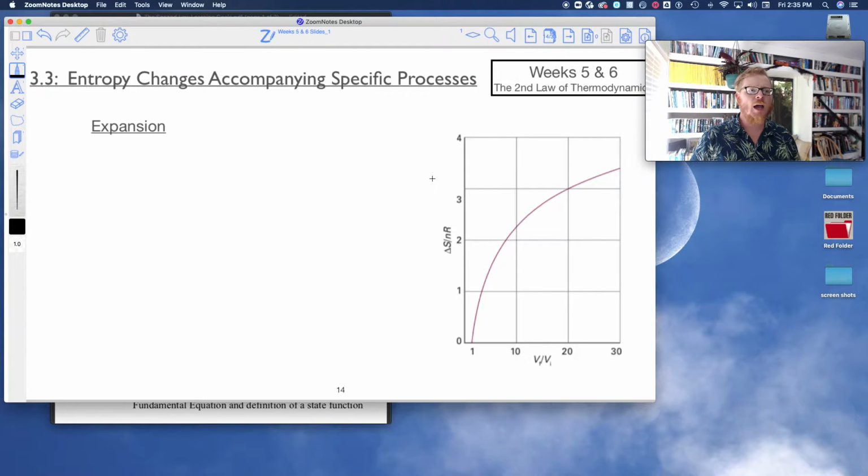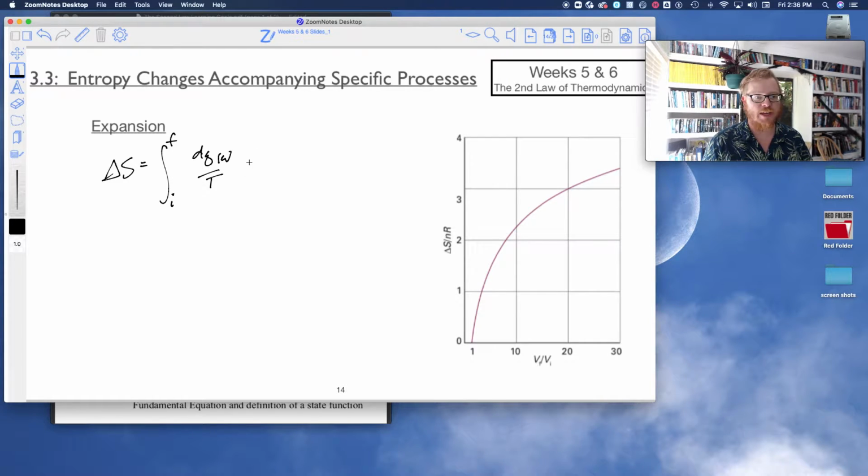All right? So entropy changes accompanying specific processes and how to calculate those. So we actually already talked about expansion, but I'll just give you a reminder, a review on this. We know this starts with the thermodynamic definition of entropy, which says delta S equals the integral from initial to final conditions of dq reversible over temperature.